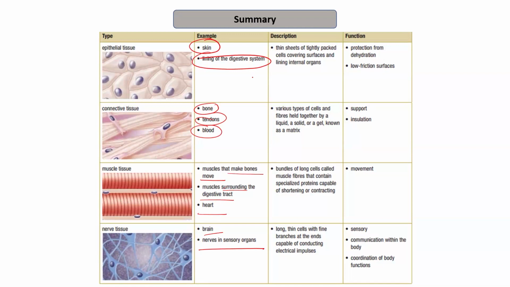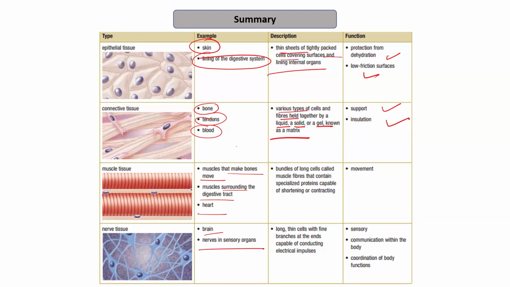Next, the description of epithelial tissue is that they are thin sheets of tightly packed cells covering the internal organs. They protect from dehydration and provide low friction surfaces. The description of connective tissue is that there are various types of cells and fibers held together by a liquid, solid, or gel, which is known as the matrix. So they have a matrix, they have proteins. Different proteins are present in the different types of tissues. For example, bone is made up of chondrocyte cells and osteocyte cells, while the cartilage is made up of chondrocytes. Their function is to support and insulate.